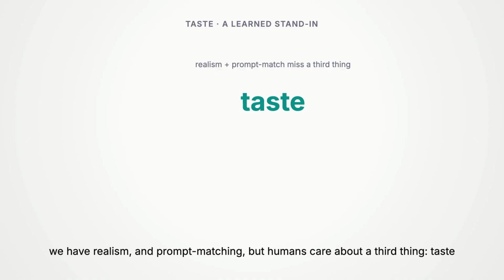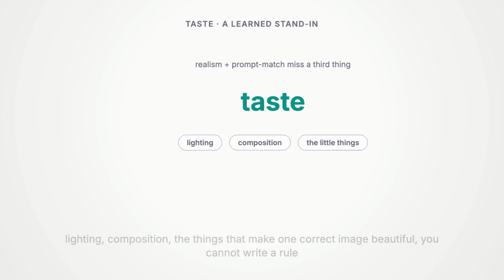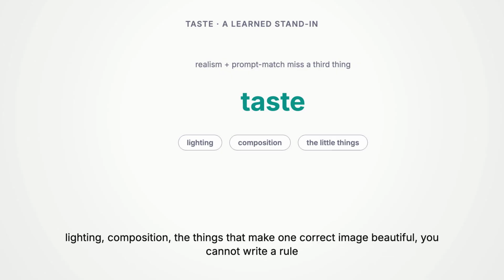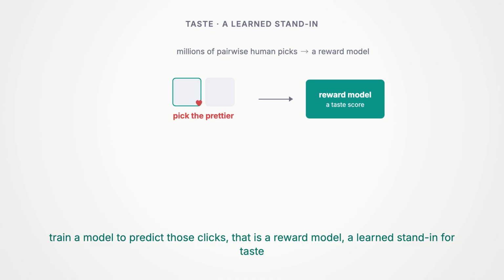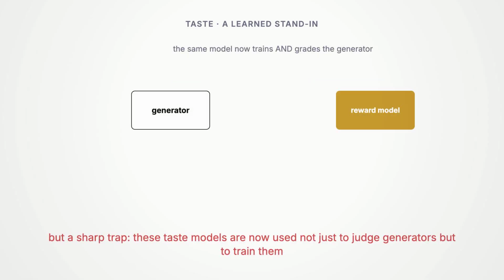So far we have a metric for realism and metrics for matching the prompt. But there is a third thing humans care about that neither captures: taste. Lighting, composition, the 1,000 little things that make one correct image feel beautiful and another feel cheap. You cannot write a rule for that, so the field did the obvious thing. It learned it. Show people millions of pairs of images and let them click which they prefer, then train a model to predict those clicks. That is a reward model. Names you might see are ImageReward, PickScore, HPSv2, and they are basically a learned stand-in for human taste, a number that says how much a person would probably like this. Useful, but there is a trap hiding here, and it is sharp.